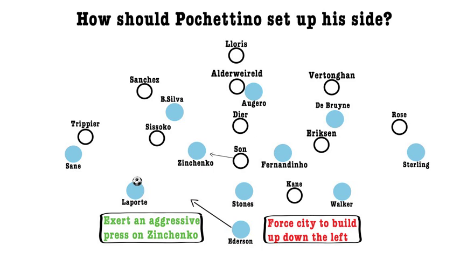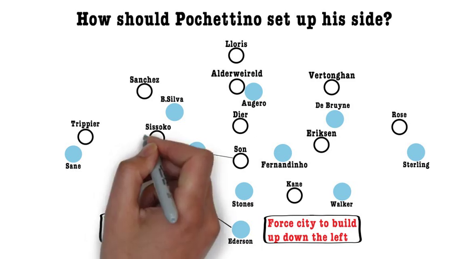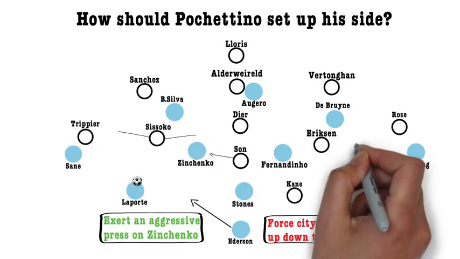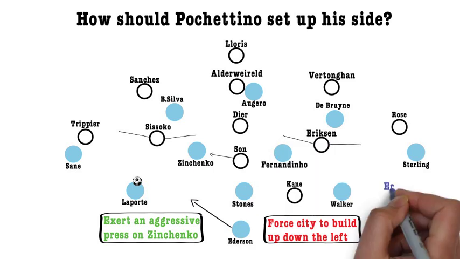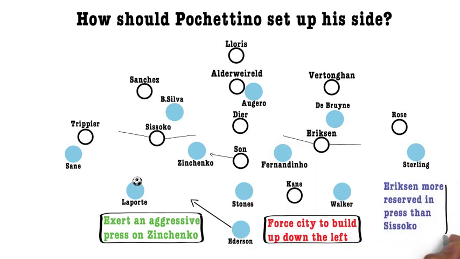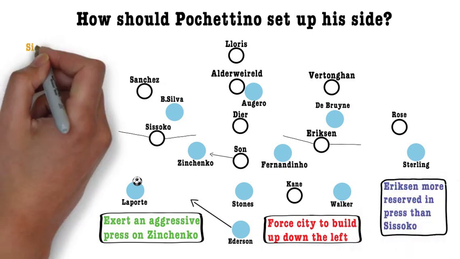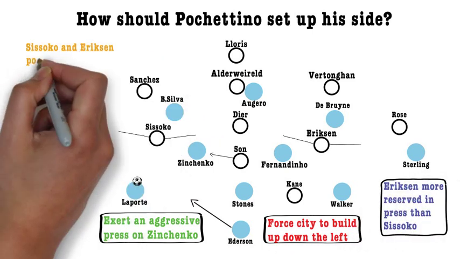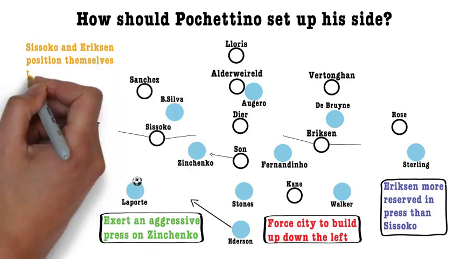Sissoko and Eriksen's job as wide central midfielders will be to cut out the passing lanes to the advanced central midfielders of City, Bernardo Silva and Kevin De Bruyne. Eriksen should not engage in a press on Fernandinho while his possession is in City's half, but Sissoko should press aggressively on Zinchenko with Son, as this is a potential weak spot that Tottenham can create an opportunity from.